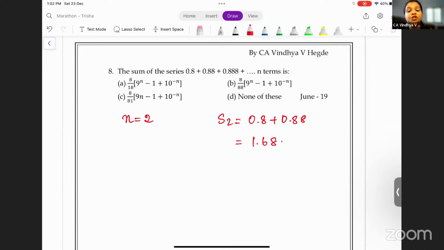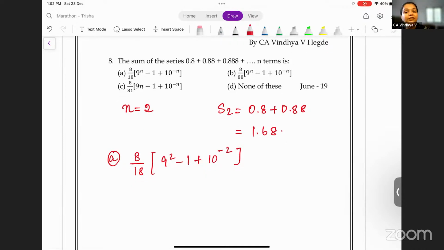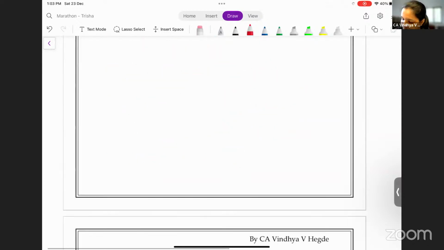Okay. So which option will give you the answer as 1.68? That becomes your answer. Okay. See option A. Option A is 8 by 18 into 9 to the power n, which is 2, minus 1 plus 10 to the power minus n. Simplify this and see whether you get the answer as 1.68. If not, you will go to the next option and the next option and see whether you get the answer as 1.68. Okay. To solve this, we will discuss it in the coming session.